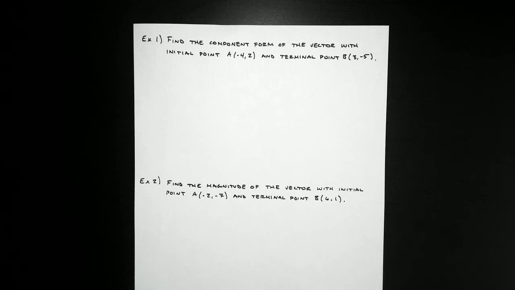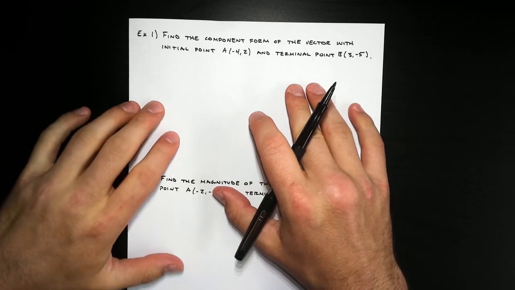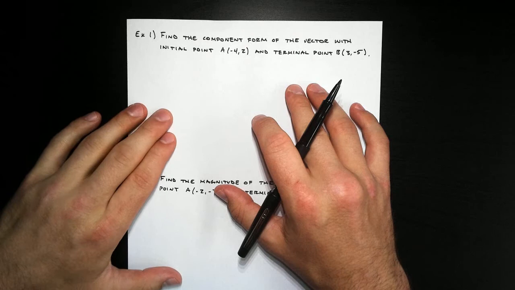Hello everyone. I'm going to talk a little bit about vectors in the coordinate plane. Specifically, there are two concepts I want to look at here. One is the component form of a vector, and the second is the magnitude.